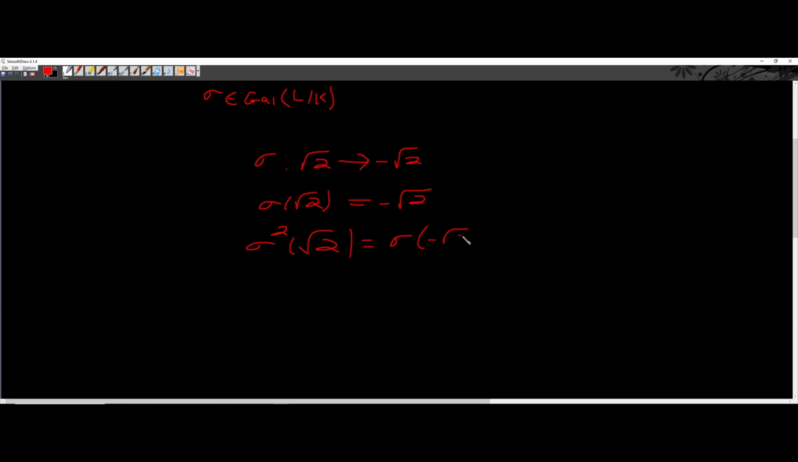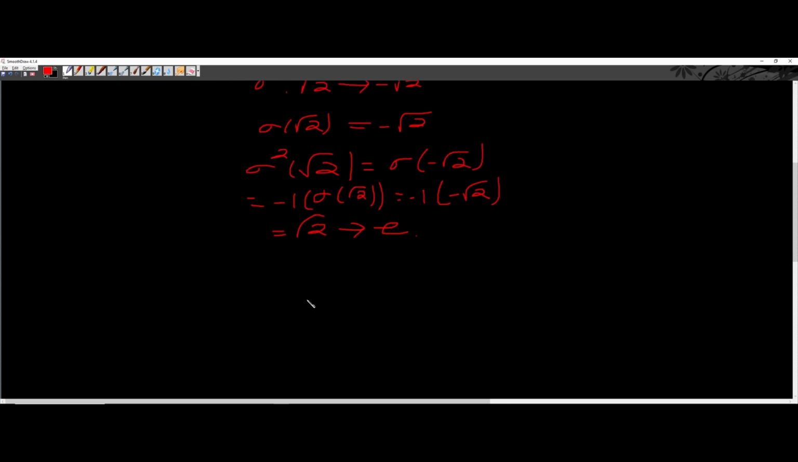So we have sigma of negative square root of 2. And we can take out this negative since we're still using properties of fields. So we have negative 1 times sigma of square root 2. That means we have negative 1 times negative square root of 2, and we just get back square root of 2, which is our identity element.